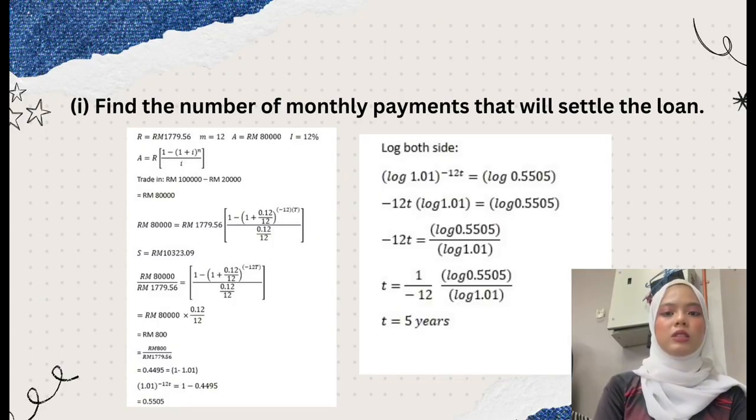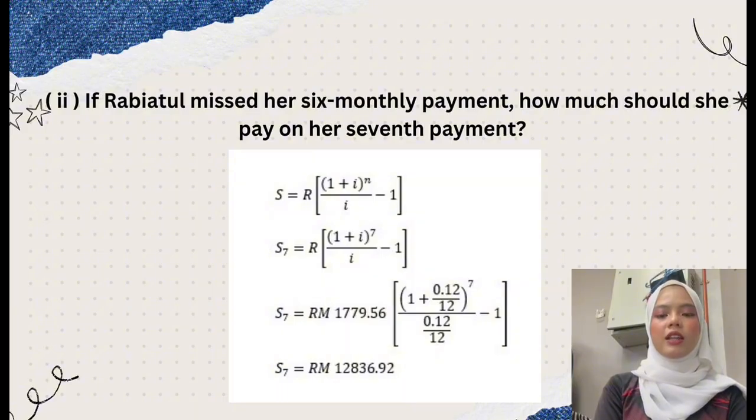By substituting the given values into the formula, we form an equation that includes the unknown time period. After simplifying the equation, we isolate the exponential term and use logarithms to solve for the time variable. Finally, the calculation shows that the loan will be fully settled in 5 years, which is equivalent to 60 monthly payments.